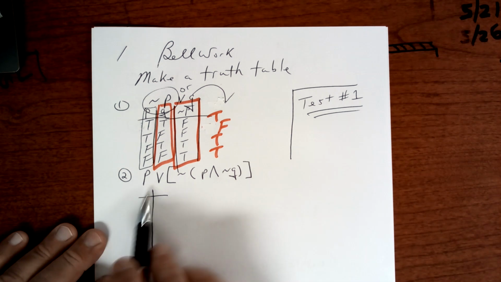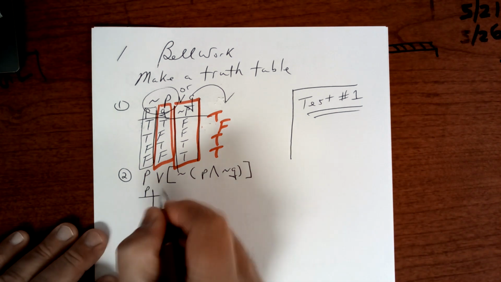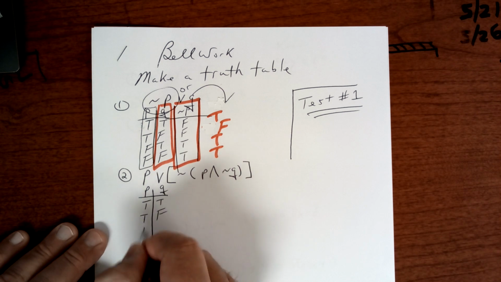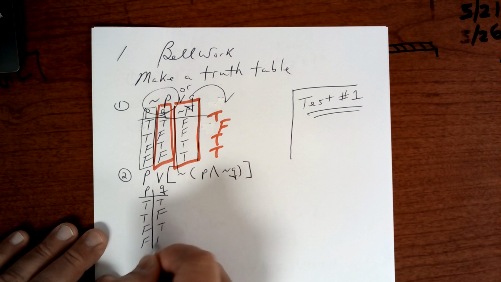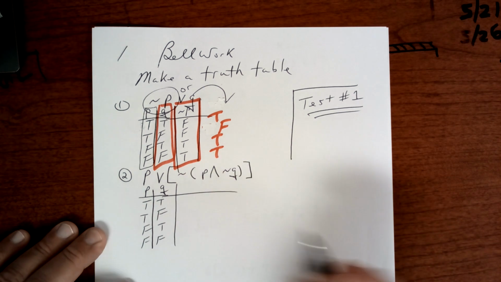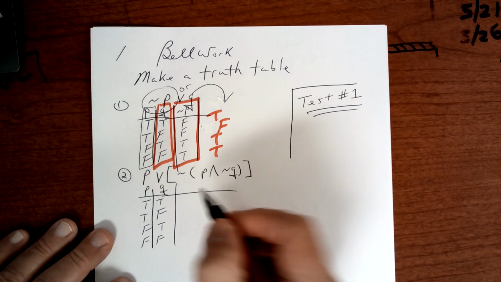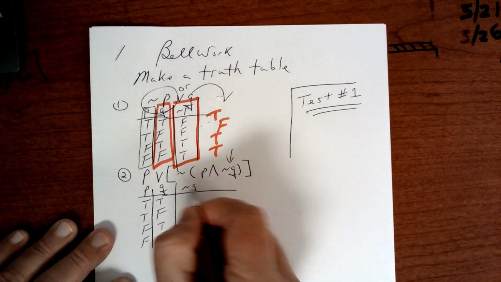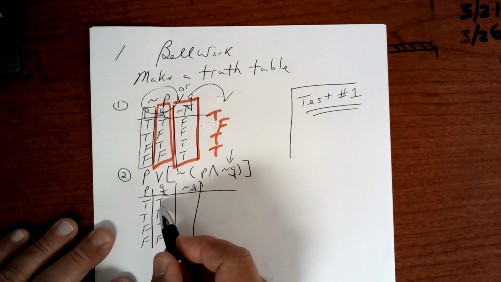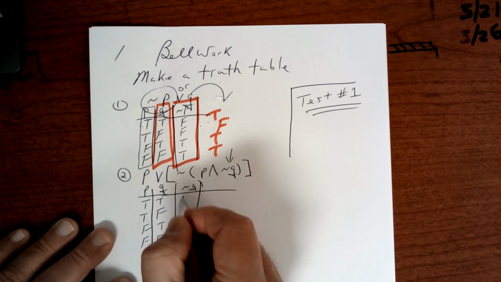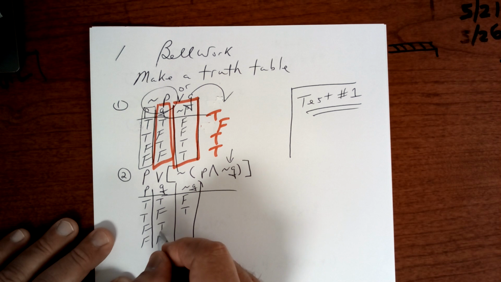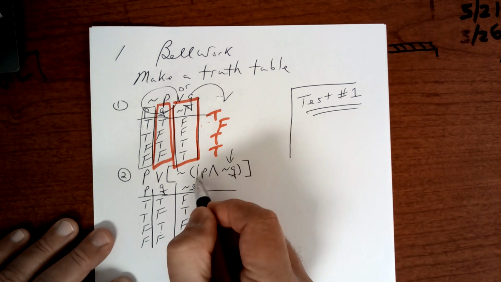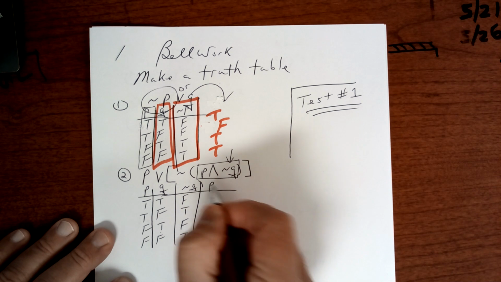Let's take a look at the next one. This is just P and Q, so put P and Q. True, true, true, false, false, true, false, false. Now you got to pick the next category. What I would do here is look inside the parentheses and I would do this one, so not Q. So Q is going to be false, true, false, true. That's not Q. Then you want to do this whole category right here. So P and not Q.